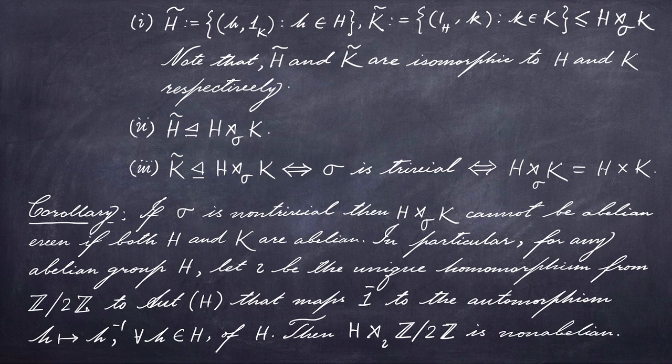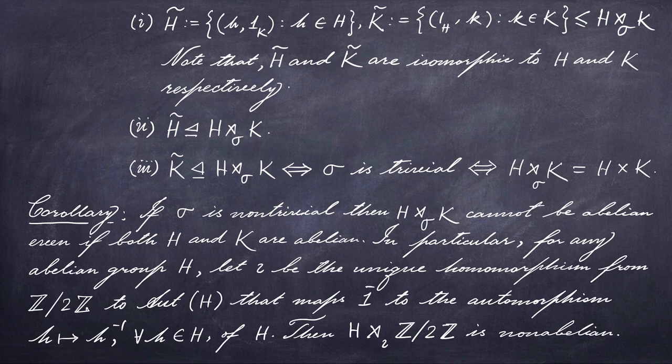This is what is said by the third exercise: the copy of K is normal if and only if sigma is trivial, and sigma being trivial is the same as saying that the semi-direct product is nothing but the direct product. So for the semi-direct product of H and K, the copy of H is always normal. The copy of K cannot be normal unless the semi-direct product becomes the direct product.